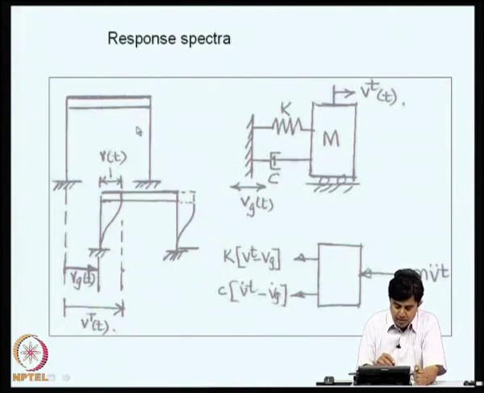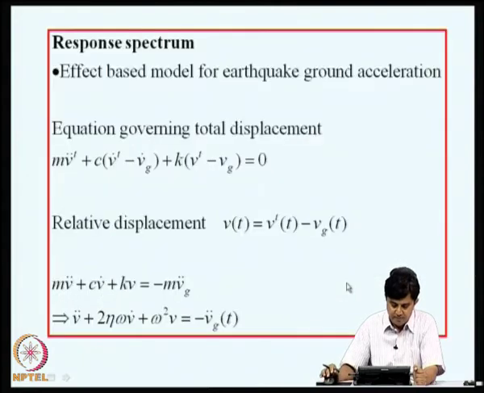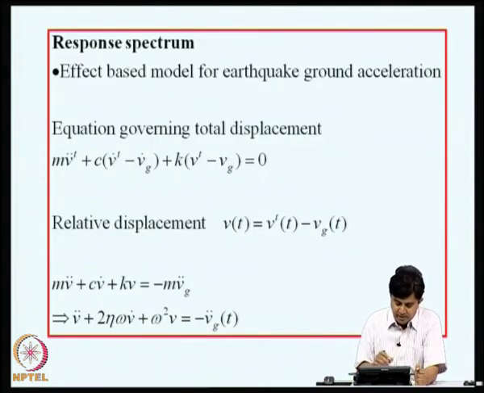If we model the behavior of this portal frame as a single degree freedom system, we can draw the free body diagram and set up the governing equation of motion. The governing equation of motion for the total displacements is shown here: m Vt double dot plus c into (Vt dot minus Vg dot) plus k into (Vt minus Vg) equals 0. Now, the equation for relative displacement, V of t equals Vt of t minus Vg of t, can be derived, and we get V double dot plus 2 eta omega V dot plus omega square V equals minus Vg double dot of t.